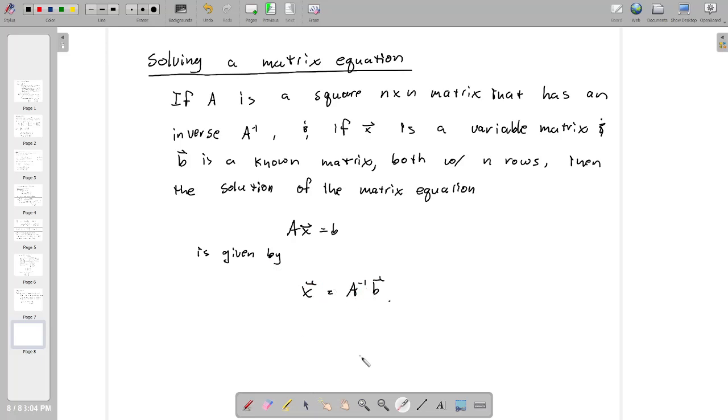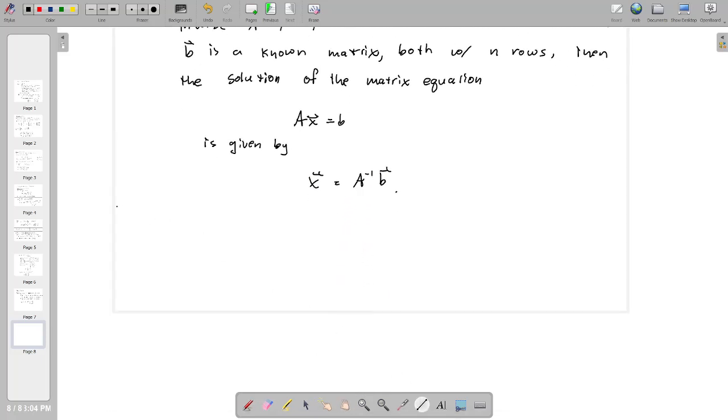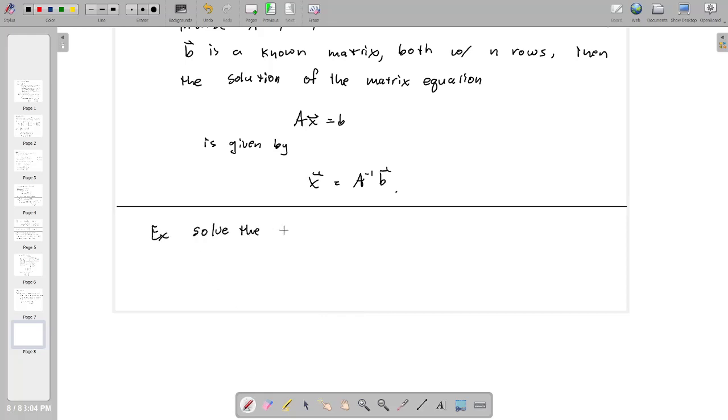Let me show you this with a relatively straightforward matrix equation. Solve the system. 3x plus 4y is equal to 10. And 7x plus 9y is equal to 20. So this implies then, if we write this as a matrix equation, we would get the coefficient matrix A, 3, 4, 7, 9.